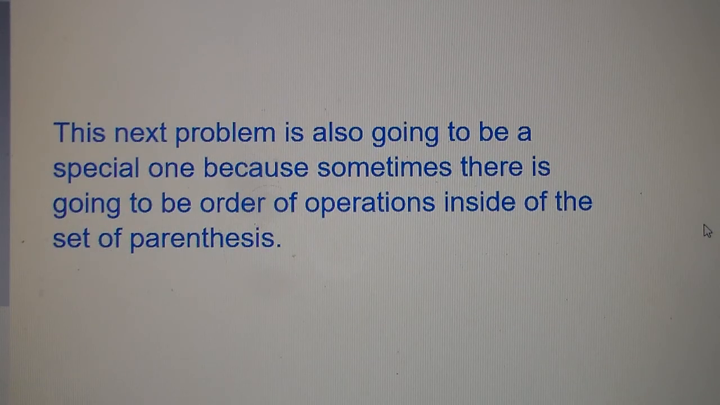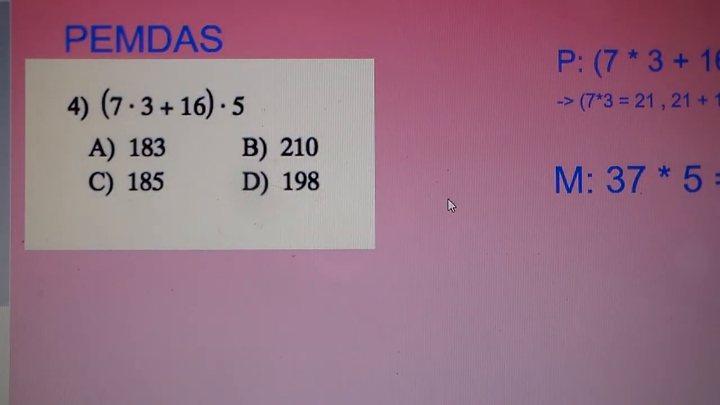This next problem is also going to be a special one because sometimes there's going to be order of operations inside the set of parentheses, meaning there's going to be a lot of them. So looking at number 4, we have parentheses. We're going to focus on the inside of these parentheses first. The inside of the parentheses is like a whole other set of order of operations. It's a whole other PEMDAS, so it's a PEMDAS inside the parentheses.